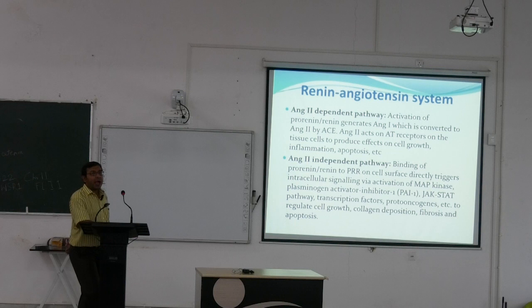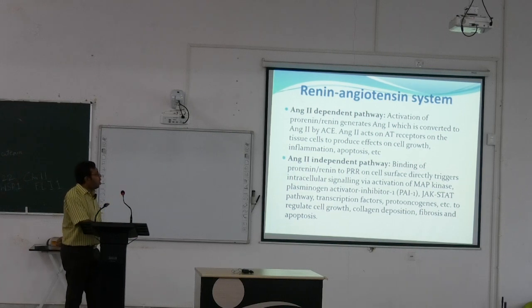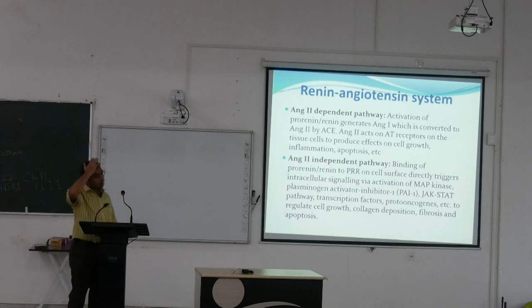Angiotensin 2 acts on angiotensin receptors, known as AT receptors, on the tissue cells to produce effects on cell growth, inflammation, apoptosis, etc. So same thing, that is important, that's why I am talking about similar things.